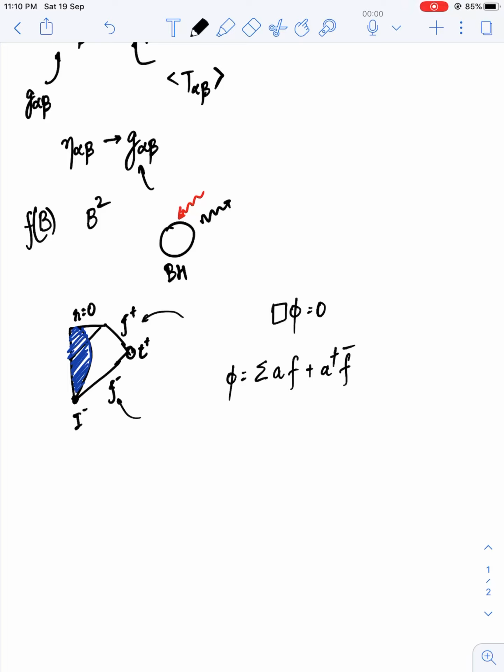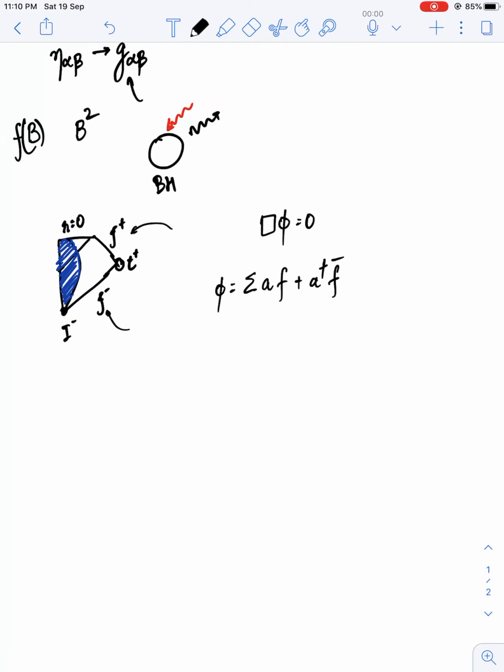Because of the time-like Killing vector separation, using the time-like Killing vector, these operators a and a dagger can be interpreted as annihilation and creation operators.